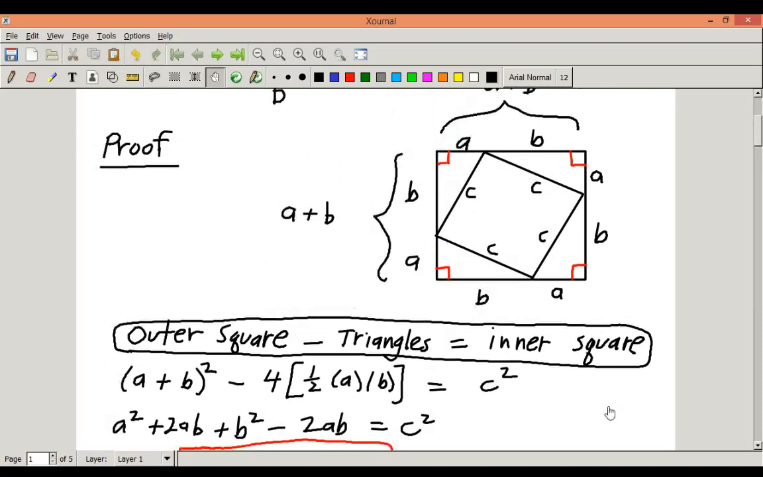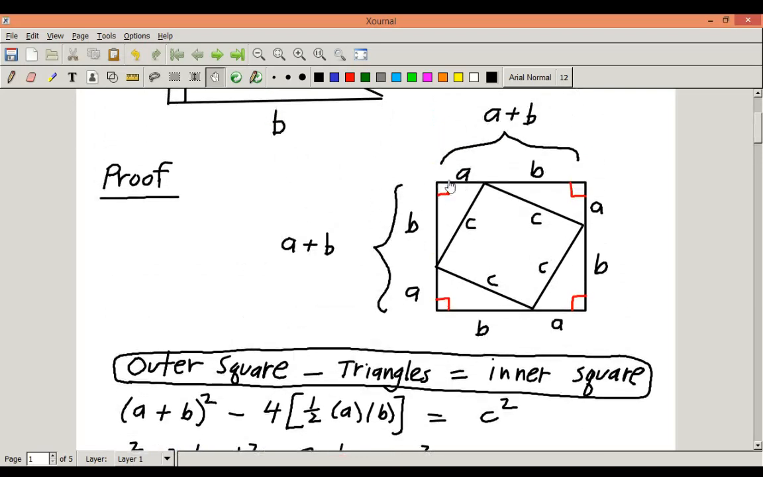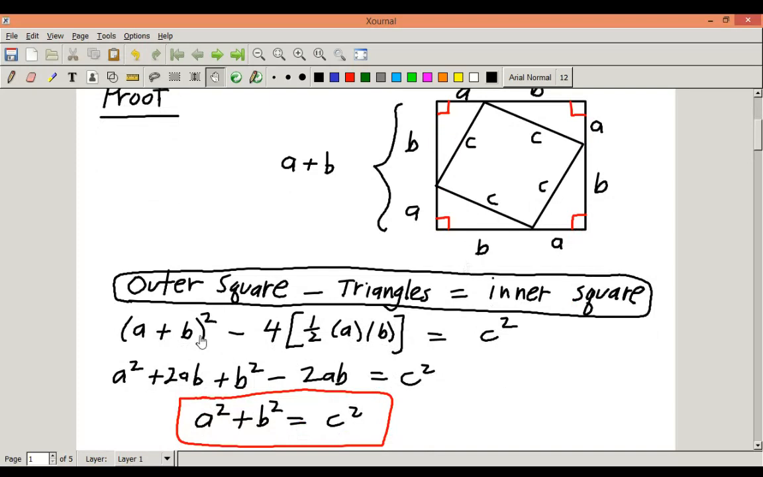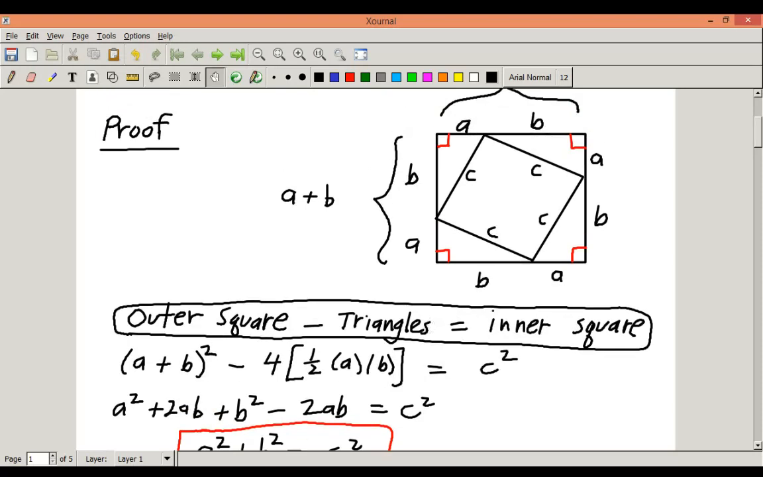So the outer square, remember, the area of a square is side times side, so it's a plus b times a plus b. And there I wrote it as a plus b quantity squared. Minus the triangles, well, there's 4 triangles, they're all congruent, so I'll just take 4 times the area of one of them. Well, the area of one triangle is 1/2 times its base times its height, so 1/2 times a times b. And then again, the 4 outside because there's 4 triangles. And that equals the area of the inside square, which is just c squared, c times c.